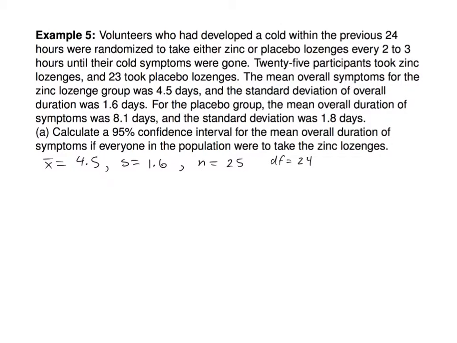Okay. All right, so look at your table. Does it have 24 as an option? Yes. So what's your T star value then? 2.06. Do you guys agree with 2.06? Okay, awesome.